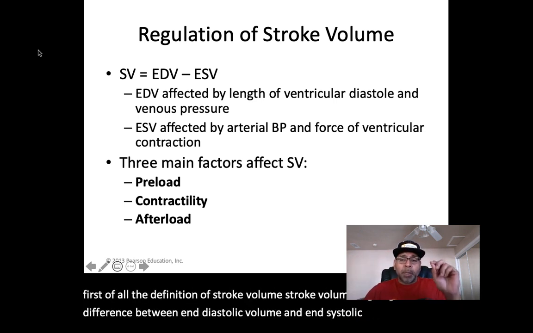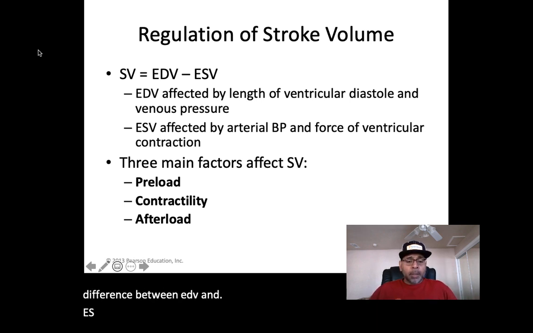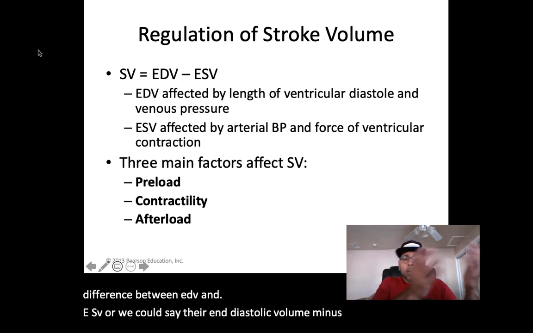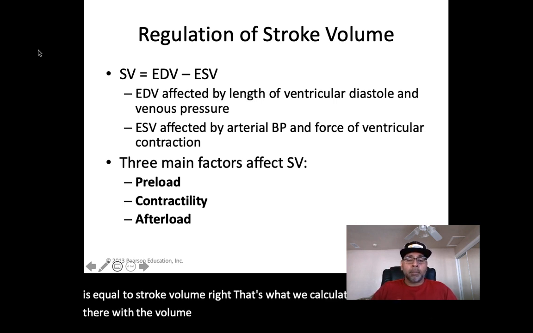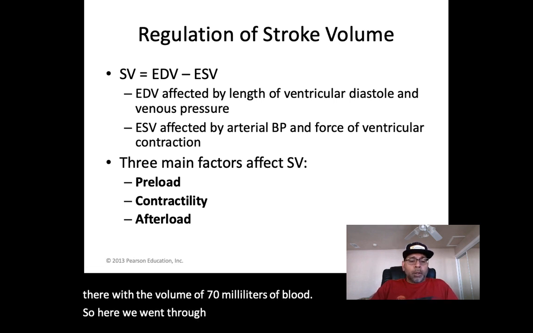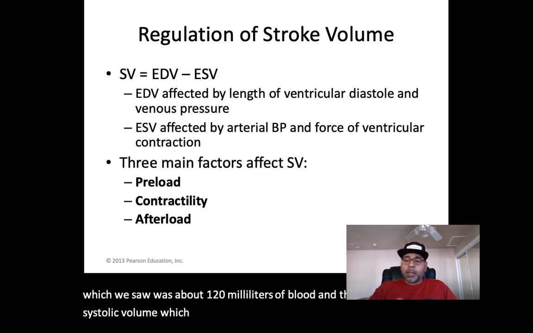The difference between EDV and ESV. Or we could say end diastolic volume minus end systolic volume is equal to stroke volume, right? That's what we calculated before. We saw there with the volume of 70 milliliters of blood. So here when we went through, we talked stroke volume, end diastolic volume, which we saw was about 120 milliliters of blood. And then here we had end systolic volume, which we saw was going to be then 70 milliliters of blood.